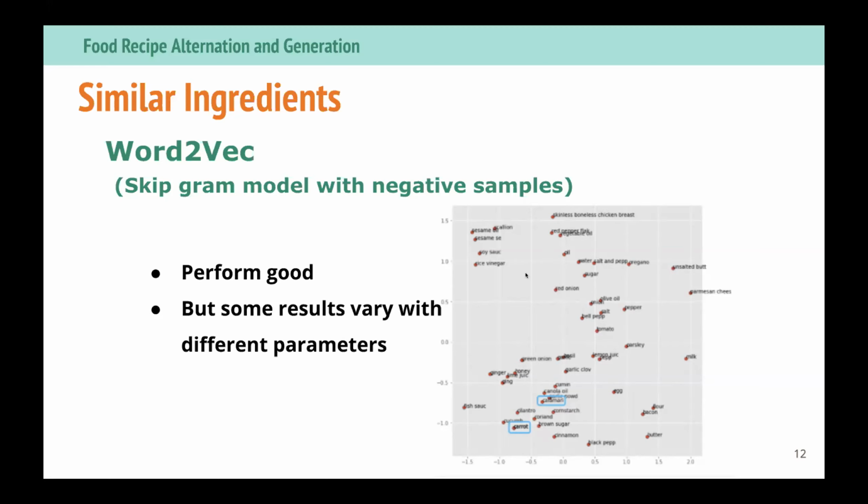Maybe it's caused by the volume of our dataset. So the dimensionality of word embedding was set as 100. The training was performed on the whole dataset. Each ingredient was represented with one embedding vector of 100 dimensions.